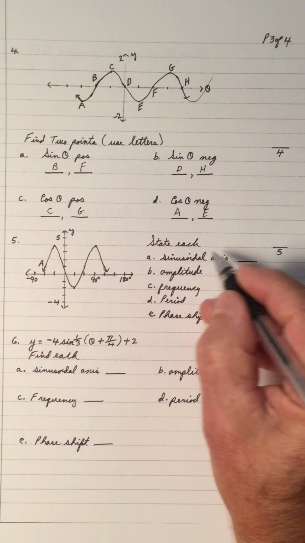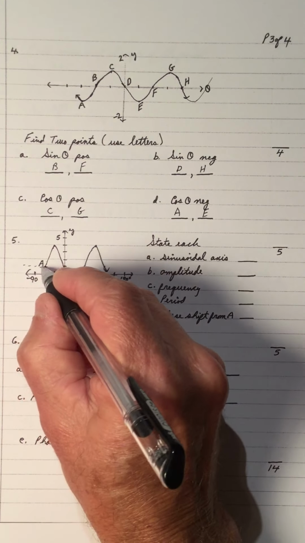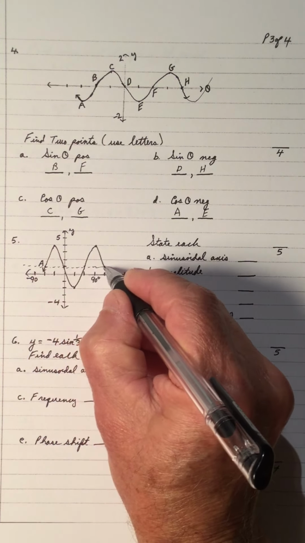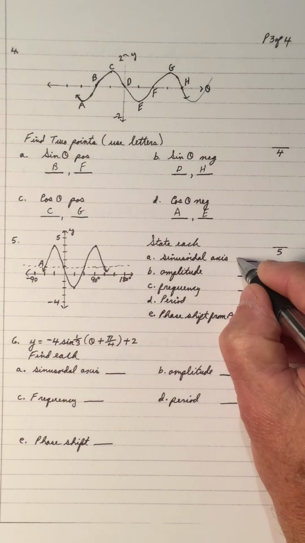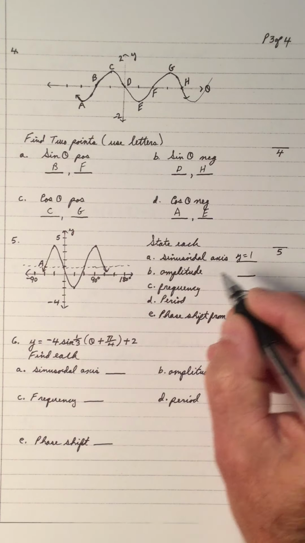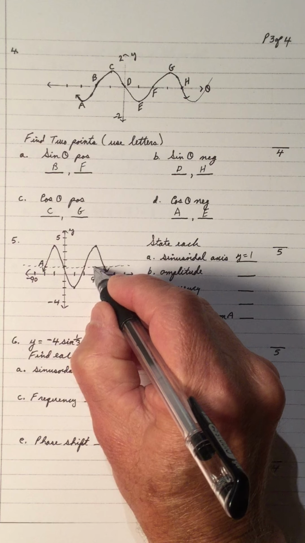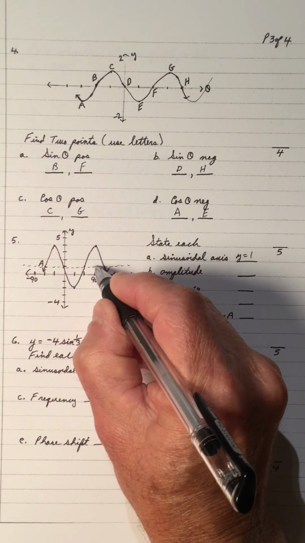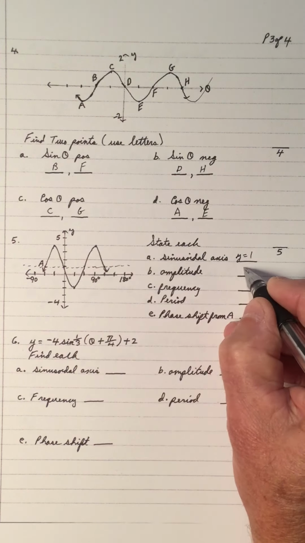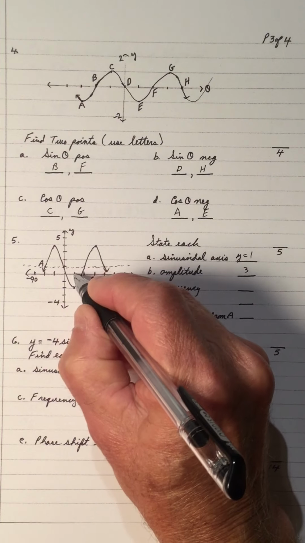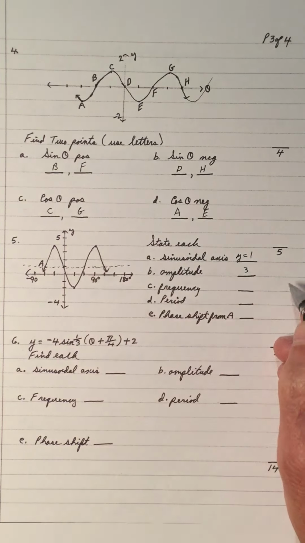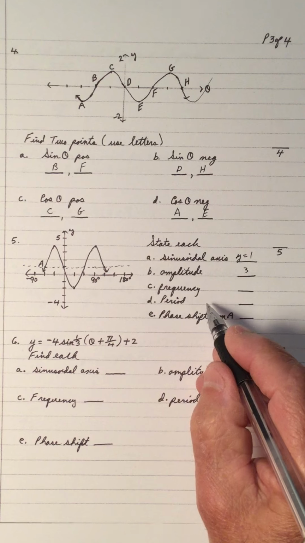Number 5, state the sinusoidal axis. Sinusoidal axis is split it in half. And the sinusoidal axis is y equals 1. The amplitude is the height from the sinusoidal axis up. 1, 2, 3. Or you could go 1, 2, 3 down. Up or down makes no difference. But let's get the period before we get the frequency.